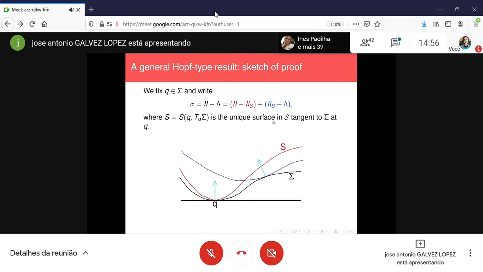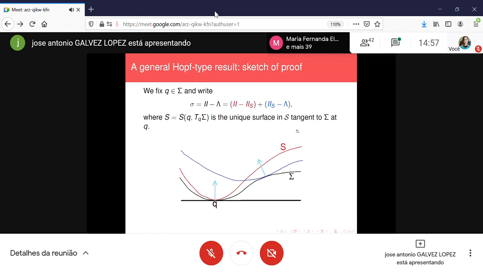And later, we compare the second fundamental form of S, this surface in red, with the second fundamental form of the surface in blue. This term is very easy to control due to the fact that both surfaces, the red one and the blue one, belong to the transitive family. And it is easy to control the difference between the black and red surfaces around Q. We can control this part and later this other part. I don't know if this explains.